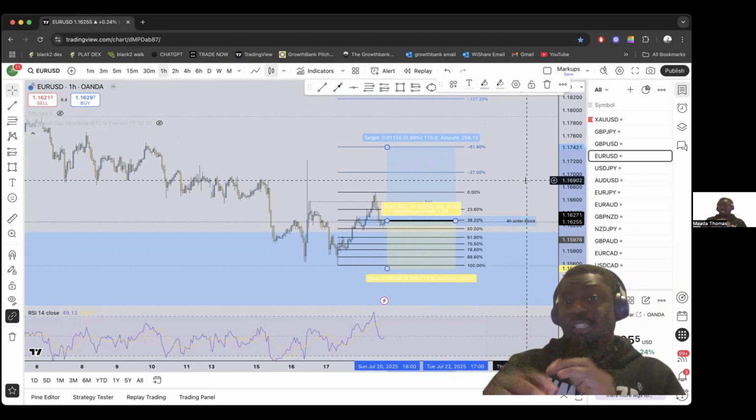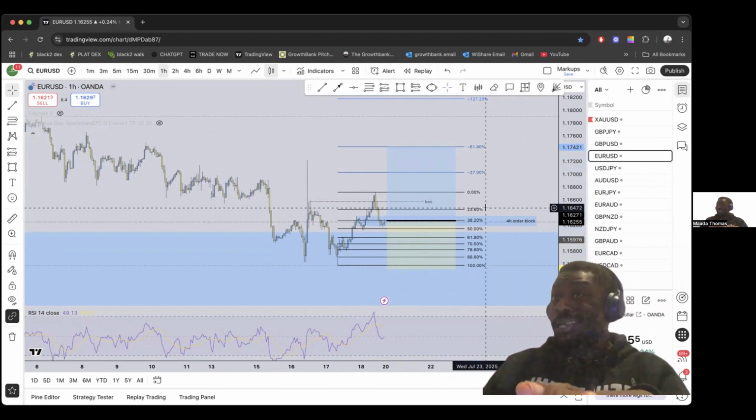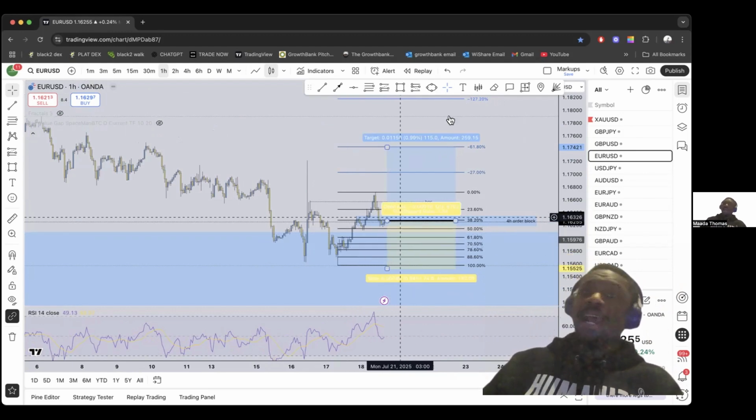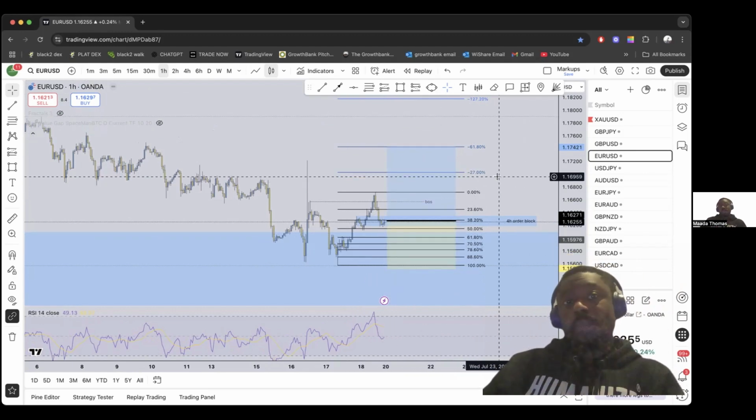The thing about this is to be safe, right? We don't know what's happening Sunday and Monday. So who knows? Price could come down, form a lower high, and then we take it up, right? So this is just what I'm going to place for now.